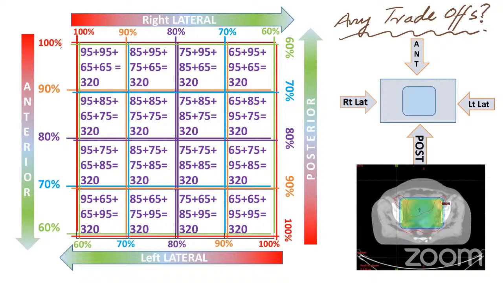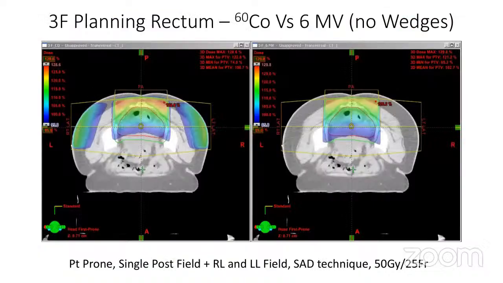When we're using a 4-field box, what is the trade-off? You said, okay, this is perfect. What would be the trade-off? Why would anyone use IMRT? One reason is, of course, that it is not conforming too much.